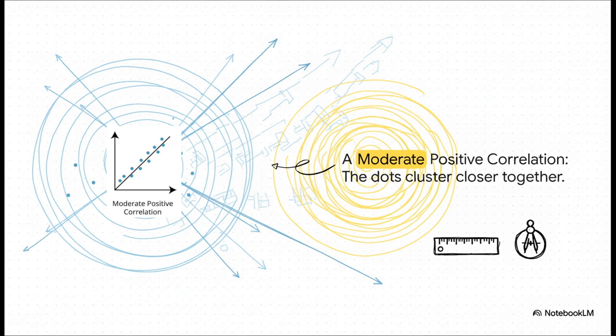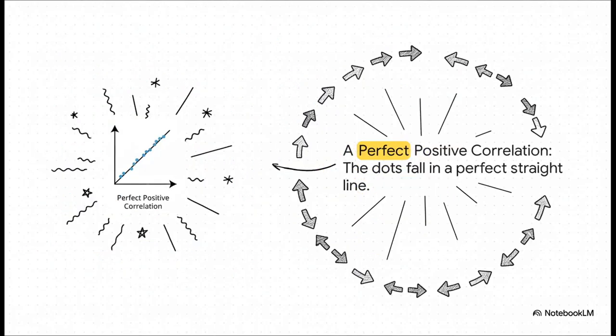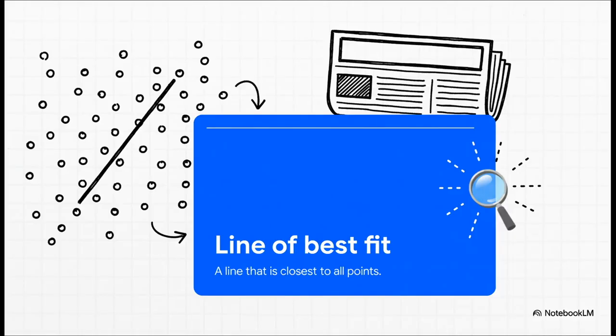The pattern is much, much clearer now. And finally, we get this. This is the strongest possible relationship, a perfect positive correlation. Look at that. All the dots fall on a single, perfect straight line. There is absolutely no doubt about the story here. It is crystal clear. So how do we summarize the main trend, especially when it isn't perfect like that?